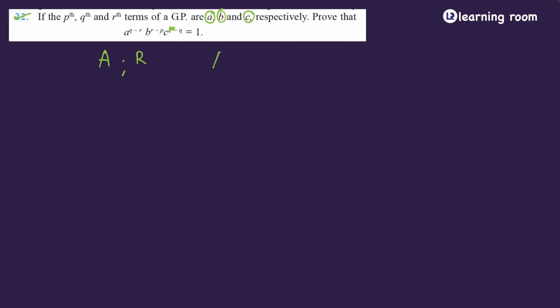So A into R power P minus 1 is equal to small a, accepted. Similarly, A into R power Q minus 1 is equal to small b, and A into R power R minus 1 is equal to small c. So if I want the nth term, how will I write it? AR power N minus 1. So PQR, I wrote it in this way. Now, I have no other option. The only thing that I need to do is take this a, b, c and substitute it here and then solve. I cannot do anything beyond that.